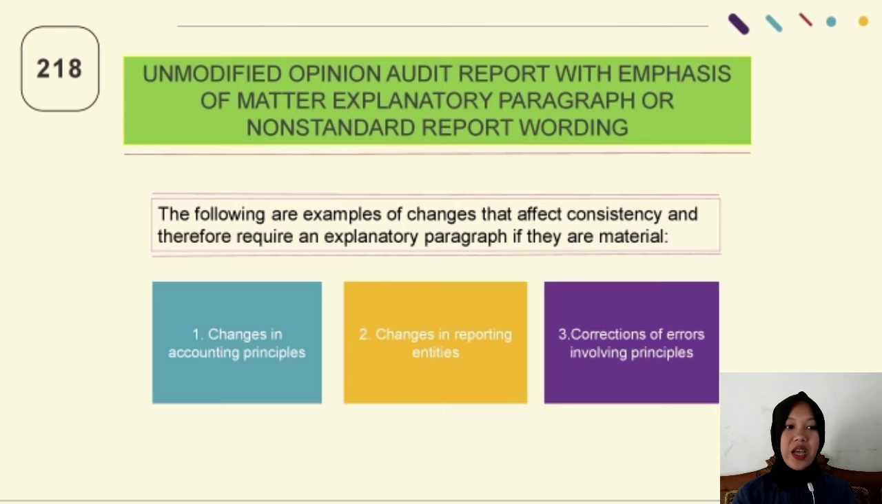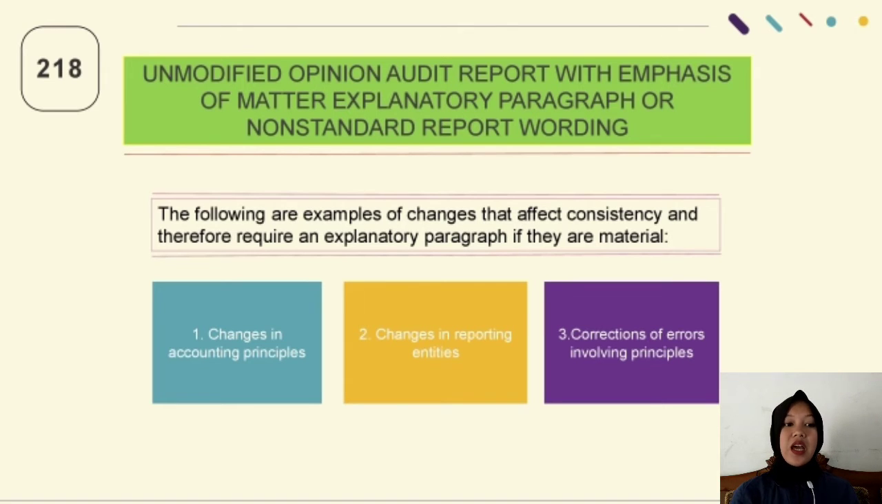And the second change is a change in reporting entities, such as the inclusion of an additional company in combined financial statements. And the third is correction of an error involving principles, by changing from an accounting principle that is not generally acceptable to one that is generally acceptable, including correction of the resulting error. Changes that affect comparability but not consistency therefore need not be included in the audit report.